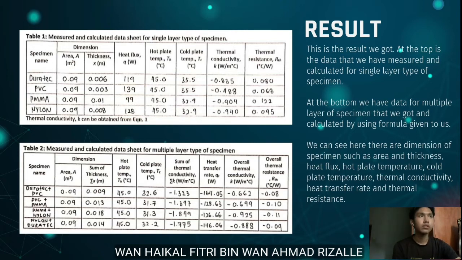So for the result, this is the result that we have got. At the top is the data we have measured and calculated for a single layer type of specimen. At the bottom, we have data for multiple layers of specimen that we got and calculated by using the formula given to us. As we can see here, there are dimensions of the specimen such as area and thickness, heat flux, hot plate temperature, cold plate temperature, thermal conductivity, heat transfer rate and thermal resistance.